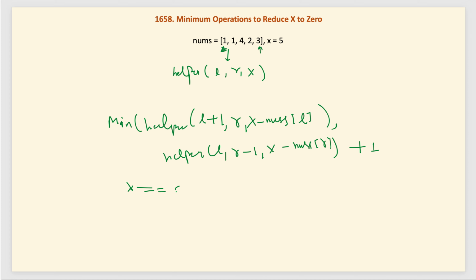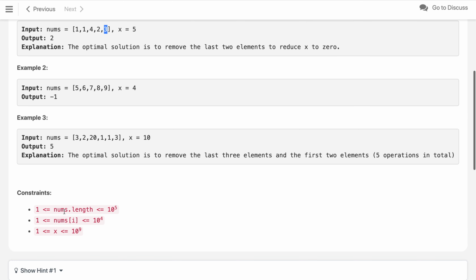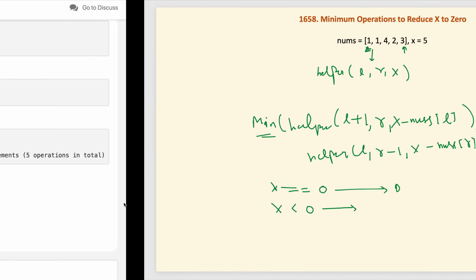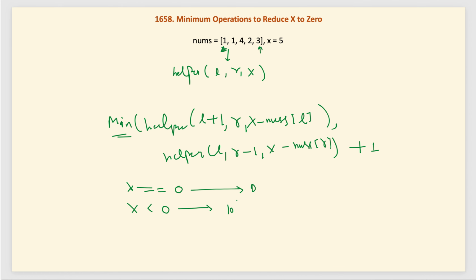Now the base cases. First, if x is reduced exactly to 0, then we found the solution and we return 0. If x is reduced to less than 0, this is not a valid combination. As we are taking the minimum, we return some maximum or bigger value. The number of elements in nums is up to 10 to the power 5, so the maximum possible answer is 10 to the power 5. We will take 10 to the power 6 as the max, because I am not taking integer maximum: since we are adding plus 1, it can overflow. That is a good value to return.